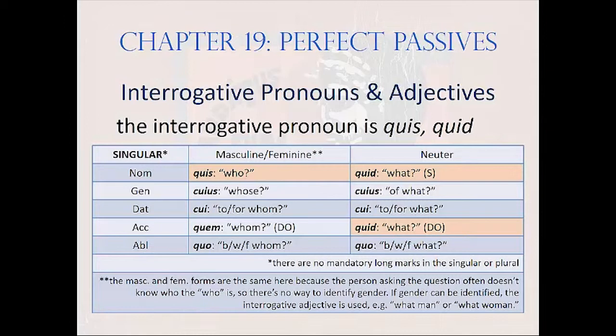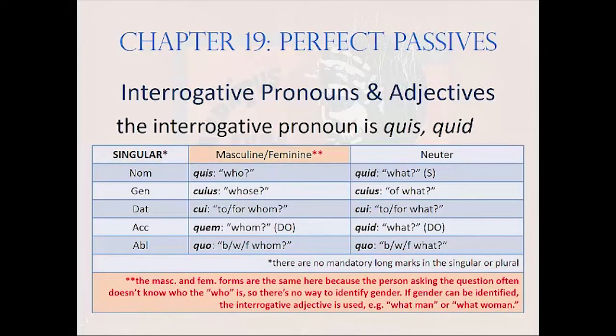Except for those nominative forms, there's no need to recite it. It's identical to the masculine and neuter forms of the relative pronoun. Nor is there any need to point to its translation, which is also identical to the relative pronoun. Also, like the relative pronoun, there are no mandatory long marks in the singular or plural. But unlike the relative pronoun, there is no distinction between the masculine and feminine, because when someone asks a question about who is doing something, they often don't know whether it was a man or a woman. Therefore, it's pointless to make a distinction in gender.